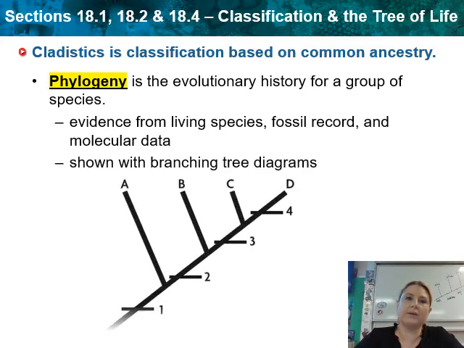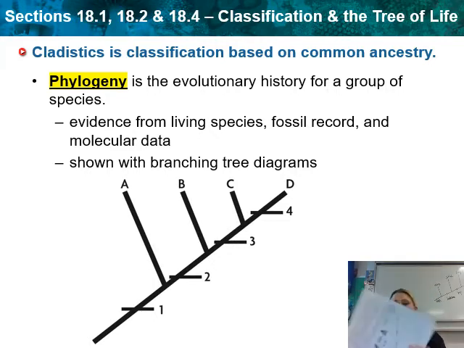Next thing we're going to talk about today is called cladistics. Cladistics is classification based on common ancestry. And phylogeny is the evolutionary history for a group of species. This uses evidence from living species, from the fossil record, and from molecular data like DNA. It's shown with a branching tree diagram, just like that below. This is also going to go along with your assignment number 18, where we're going to look at this a little bit more in depth.